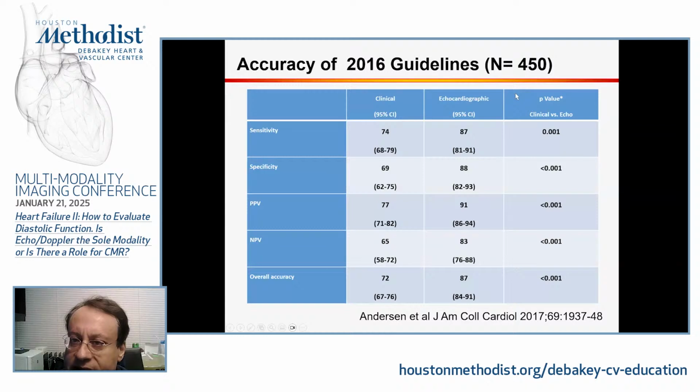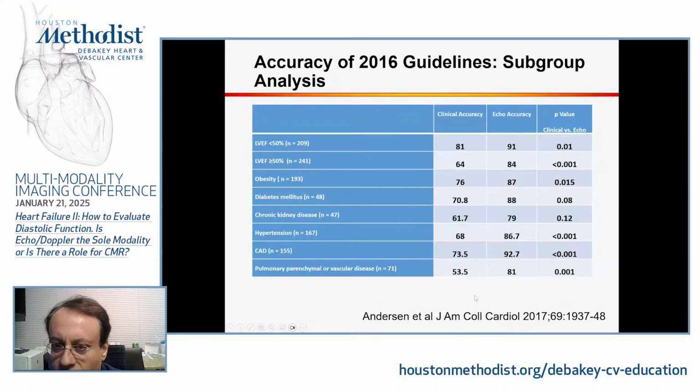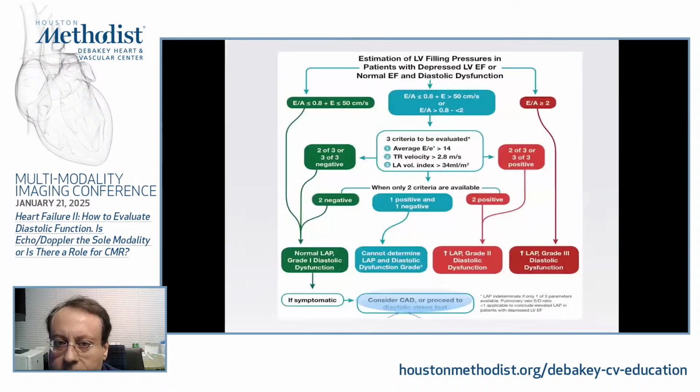The guidelines from 2016 were validated in a 450 patient study sample from multiple institutions across Asia, Europe, and the United States, and they have a decent accuracy at 87%, better than clinical evaluation, albeit you can see that there is room for improvement, particularly so if you consider the group of patients with a normal ejection fraction defined by a cutoff of 50%. There were 241 cases, and here the accuracy was at 84%.